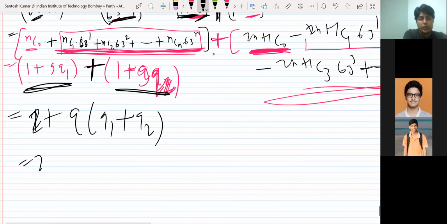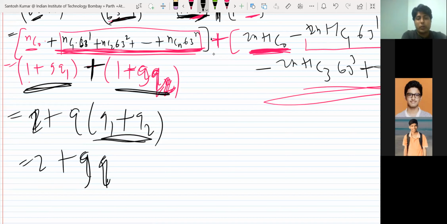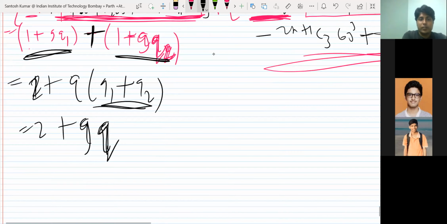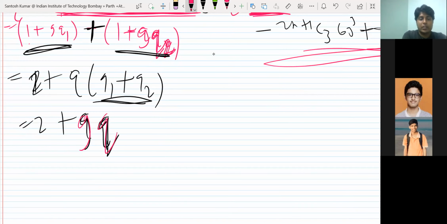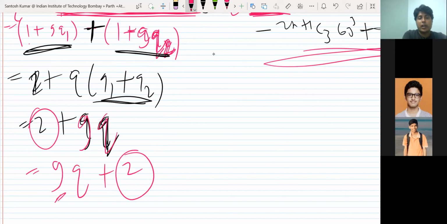So 2 plus 9q. q1 plus q2 I renamed as q because we don't need q actually, that's why we are just ignoring. We just have to write it in the form 9q plus r. So 9 is the divisor, q is the quotient, r is the remainder. So the remainder is 2, so 2 is the answer.